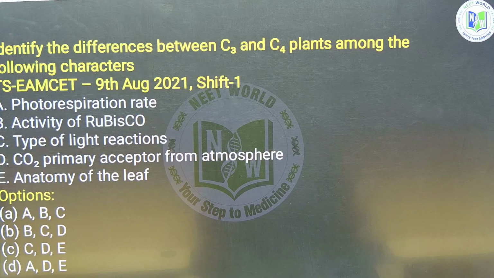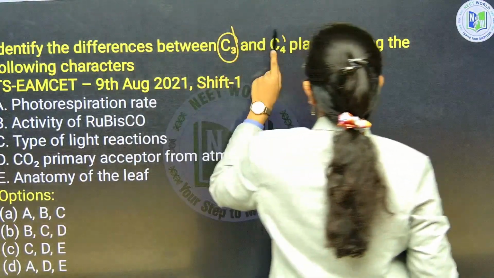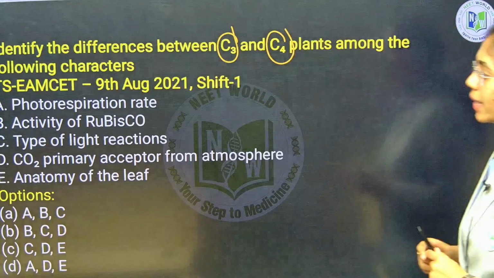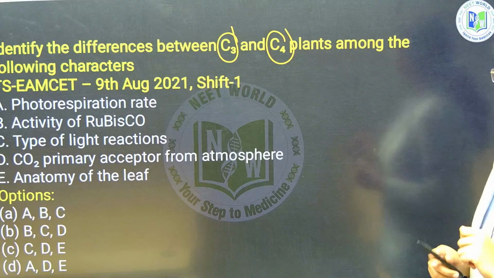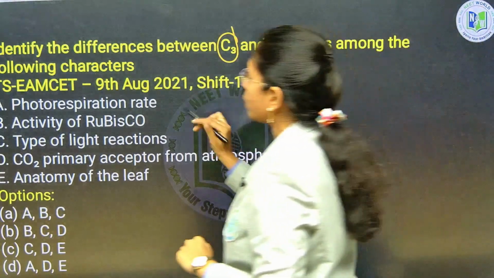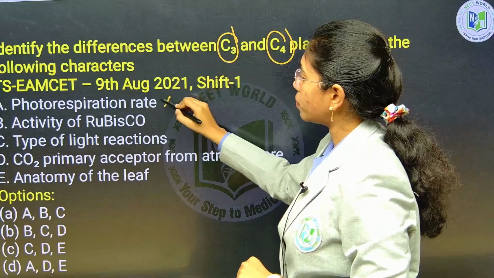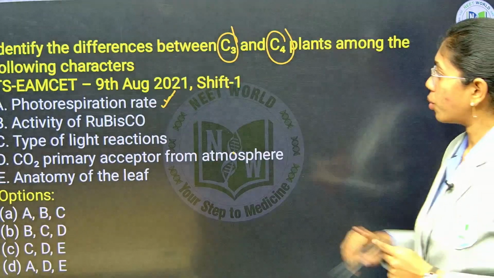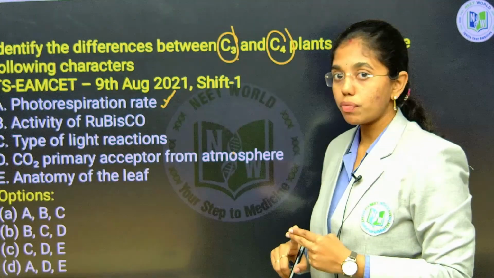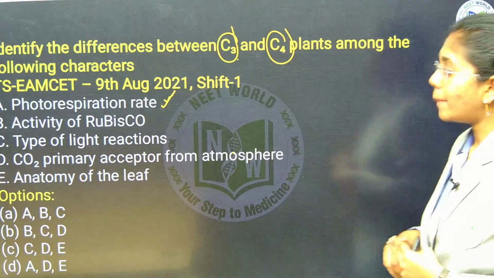Identify the difference between C3 and C4 plants among the following characters. Photorespiration rate, true. Photorespiration happens in C3 plants, whereas in C4 plants photorespiration is absent. So this is one of the difference. Activity of rubisco. In C3 plants it is in the mesophyll cells. In C4 plants rubisco activity is inside the bundle sheath cells.